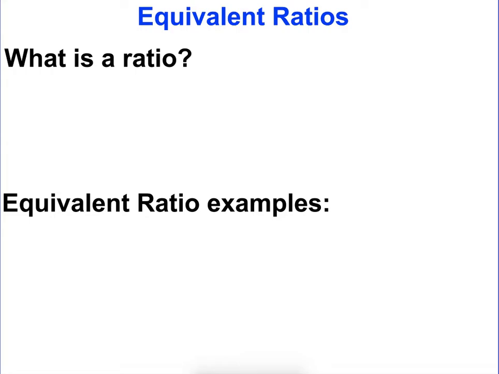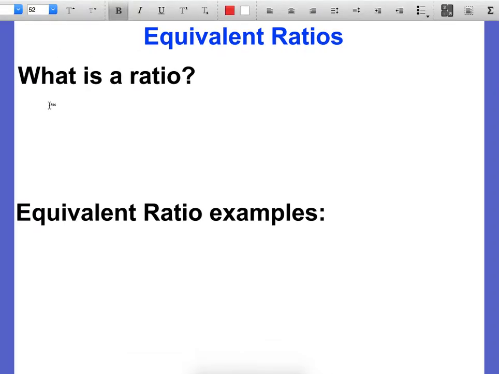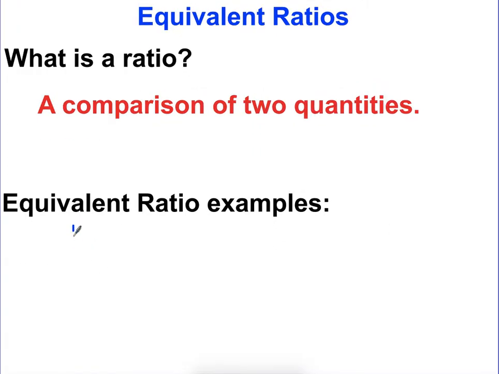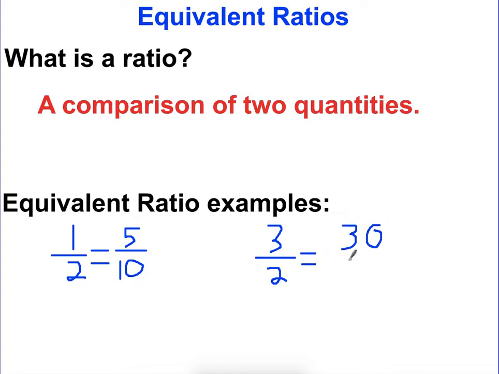Friends, today we're going to review the topic of equivalent ratios. Starting off with what is a ratio, we need to recall that a ratio is a comparison of two quantities. Some examples for us to look at too. If I have the ratio 1/2, that's going to be equivalent to the ratio 5/10. Another example, if I have the ratio 3/2, that's going to be equivalent to the ratio 30/20.